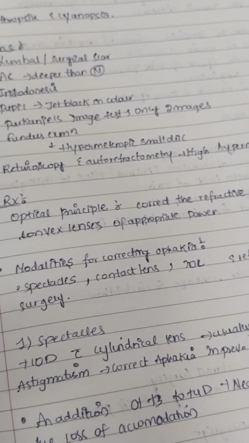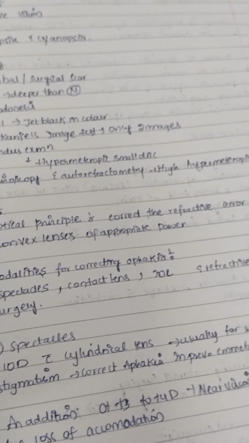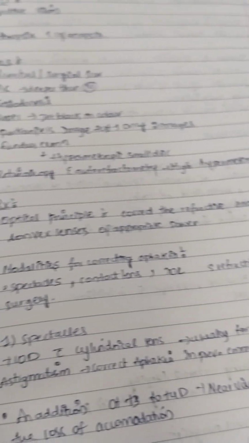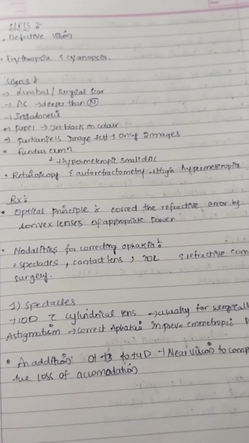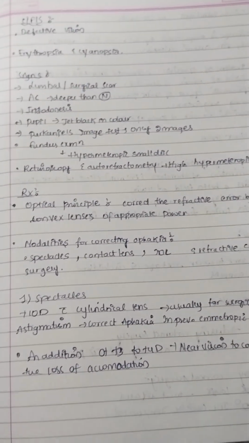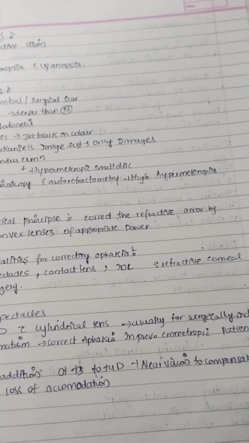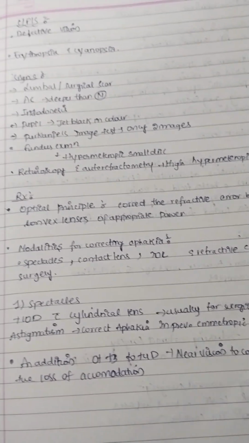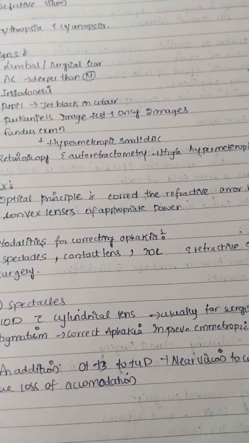So what is the treatment? First of all, spectacles. We have to correct the refractive error by a convex lens of appropriate power. For correcting the aphakia, the first option is spectacles, the second is contact lens, the third is intraocular lens, and then refractive corneal surgery. So for spectacles, which power is recommended?